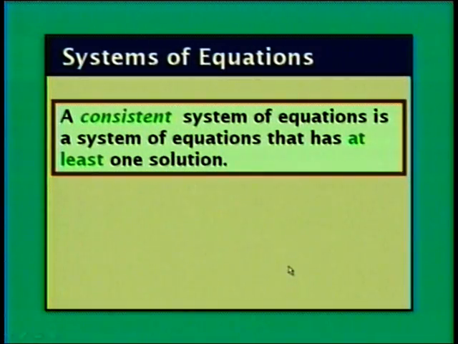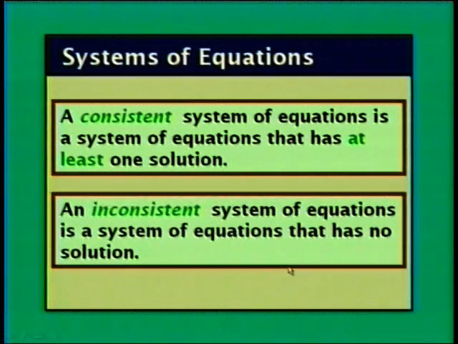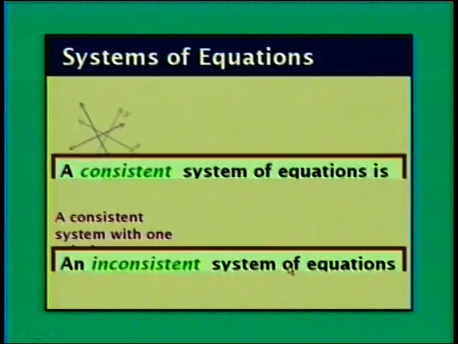A consistent system of equations is a system of equations that has at least one solution. And an inconsistent system of equations is a system of equations that has no solution. That was a whole lot of words. Maybe we could get a better grip on this with some pictures.